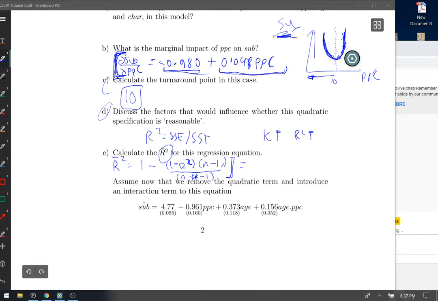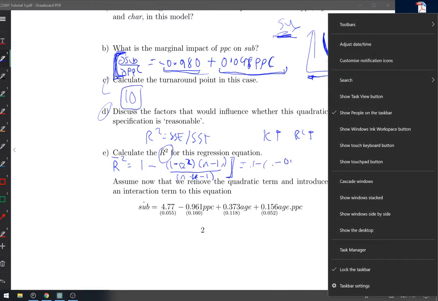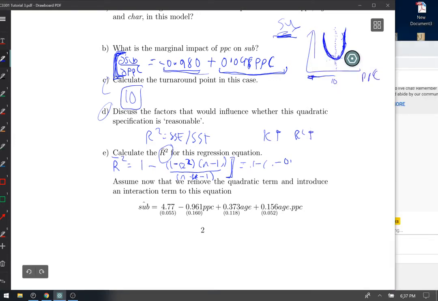So we get 1 minus, and then again we've got the R squared, so 1 minus 0.853, I think. I can't read my handwriting now. Anyway, it comes out, it's in the notes. It's 0.477.